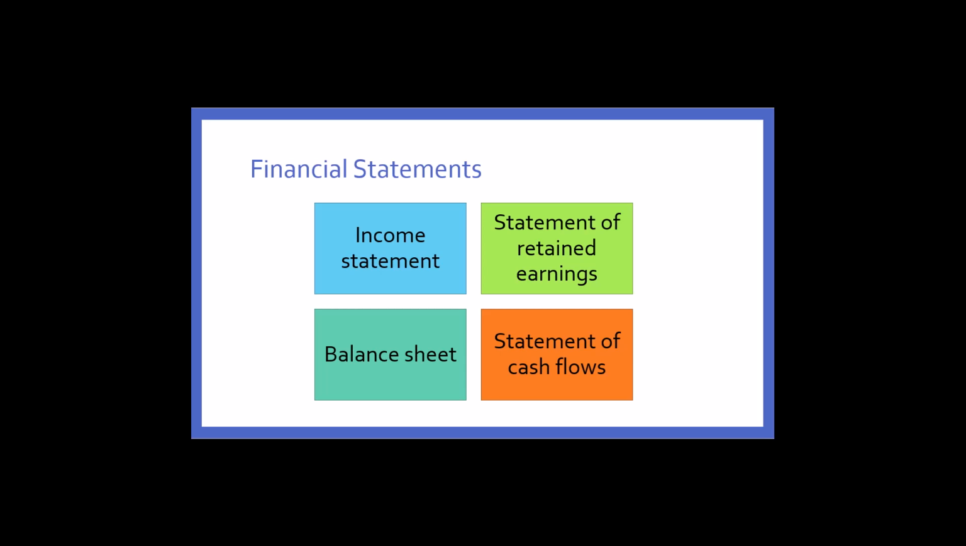Then we have the statement of retained earnings. Now, let me say this one goes by a lot of different names. Sometimes it's called the statement of retained earnings. Sometimes it is called the statement of equity, the statement of stockholders' equity, the statement of shareholders' equity. It goes by lots of names, but regardless of the name it goes by, it's going to do the same thing. It's going to show us how our equity has changed from one accounting period to the next.